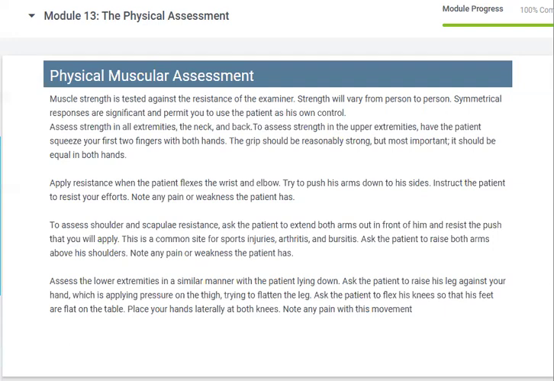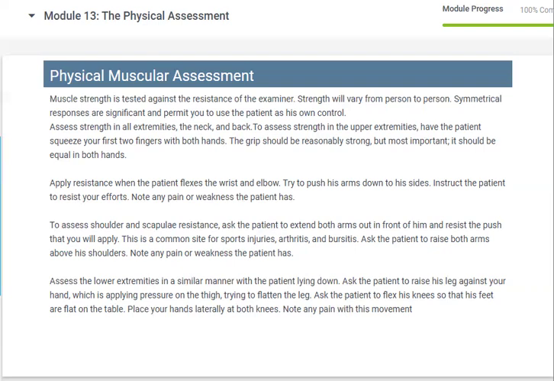To assess strength in the upper extremities, have the patient squeeze your first two fingers with both hands. The grip should be reasonably strong, but most important, it should be equal in both hands. Apply resistance when the patient flexes the wrist and elbow. Try to push his arms down to his sides. Instruct the patient to resist your efforts. Note any pain or weakness the patient has.